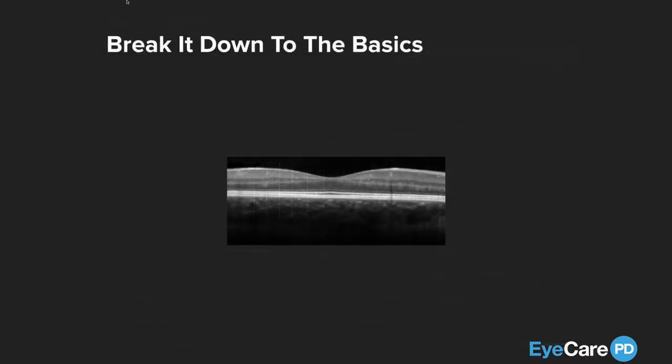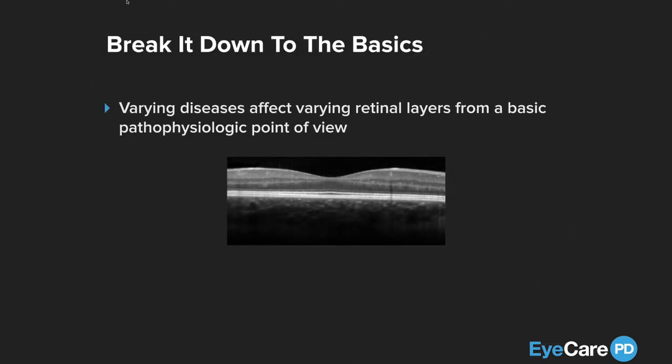But I think perhaps it's even simpler to look at an OCT. You really don't need to know all of those layers and all of those different descriptions of how different diseases can affect each individual layer. Rather, it's much more simple to just break it down into the fact that varying diseases affect varying retinal layers from a basic pathophysiologic point of view.